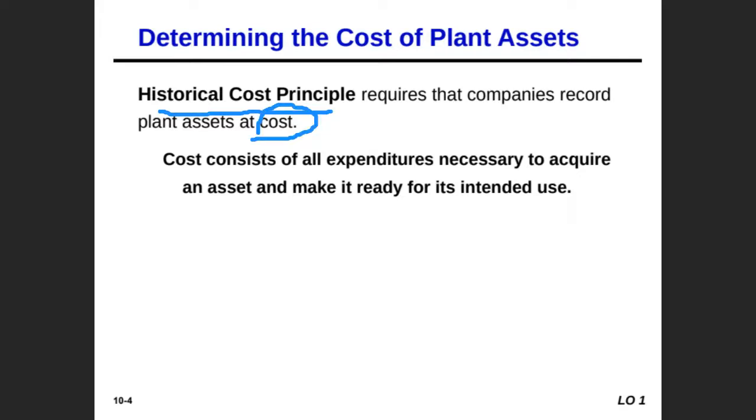What are the costs? It is all expenditures which are necessary to acquire the asset and make it ready for its intended use. When you construct a plant, all costs, construction of the plant asset, testing, installation of equipment, whatever cost was there, you have to record it and then you make an entry. Okay, so that's how you record the cost.